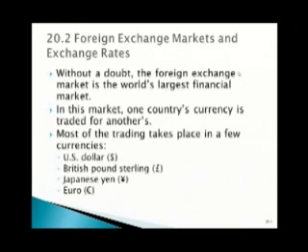Foreign exchange markets and exchange rates. Without a doubt, the foreign exchange market is the world's largest financial market. In this market, one country's currency is traded for another, and the most commonly traded currencies are the dollar, the British pound, the Japanese yen, and the euro.